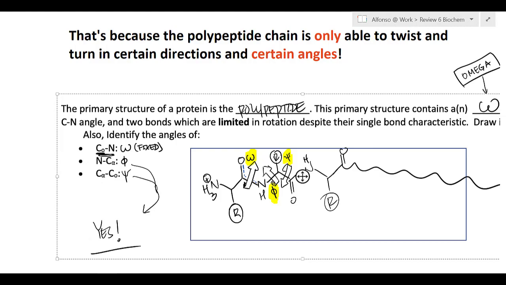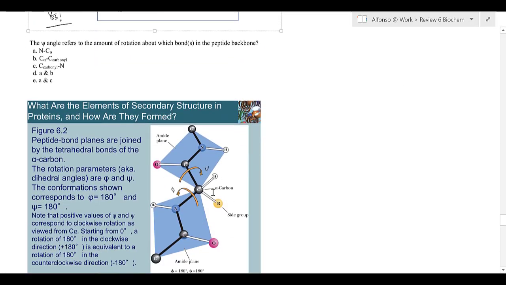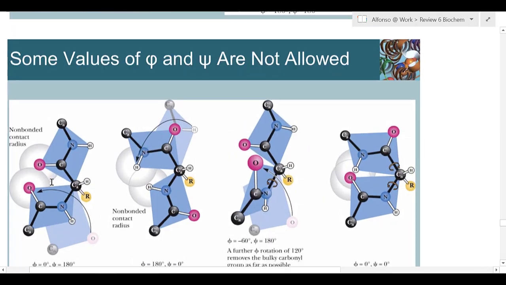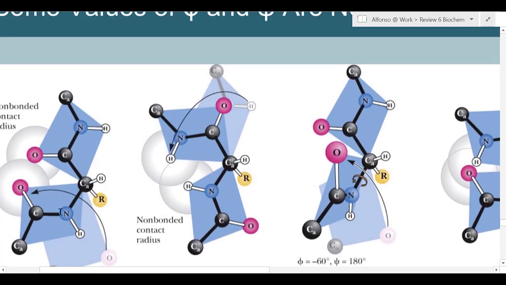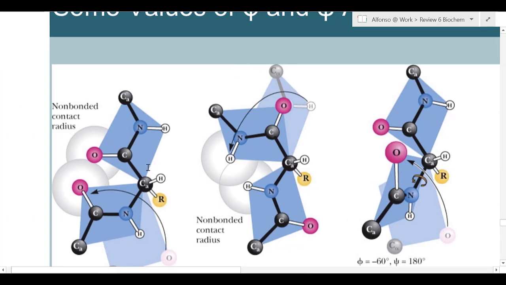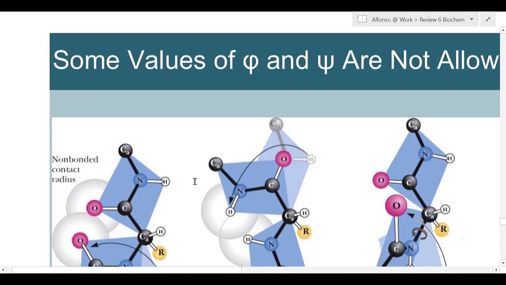So there is an image that I want to show you right over here. Okay. So this nitrogen right here and the alpha carbon, this angle right here, it can rotate, right? Yes or no? Yes, it can rotate. But if it rotates all the way, look at this carbonyl and this carbonyl right here. You see how they're clashing? So they're getting in their own way. And also, if you rotate about this angle over here, they get in their own way again.